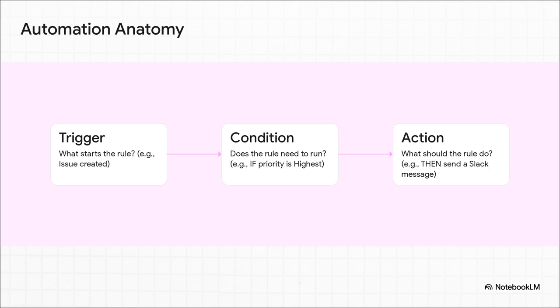simple parts: You've got a trigger, which is what starts the rule, like when an issue is created. You've got a condition, which is like a checkpoint, if the priority is highest. And then you've got an action. Then send a Slack message to the support channel. Just understanding the simple if this then that structure is the key to unlocking its power.